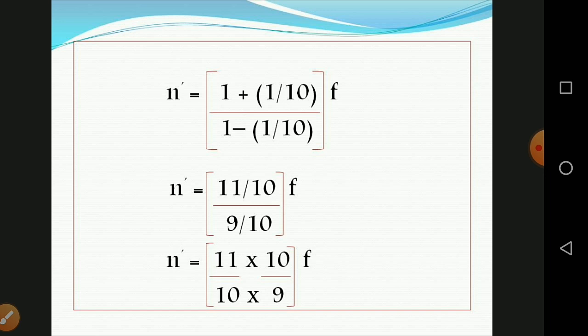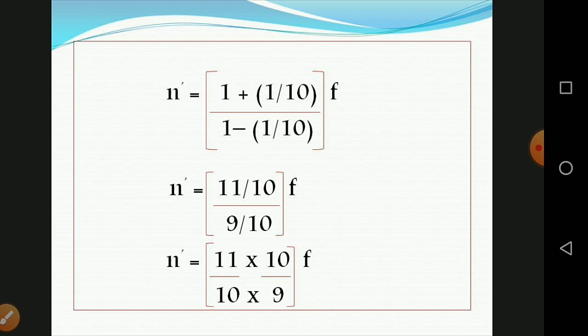So we calculate that 1 + 1/10 means 1 into 10, that means 10 plus 1, 11 divided by 10. And 1 − 1/10 is 10 minus 1, that value is 9 divided by 10. So n' is equal to 11 by 10 divided by 9 by 10 into f. So we take the reciprocal of the denominator, so n' is equal to 11 divided by 10 into 10 divided by 9 into f.